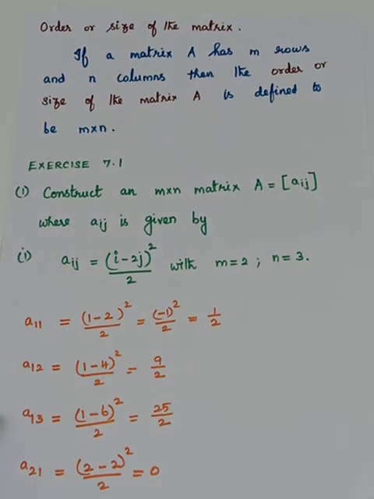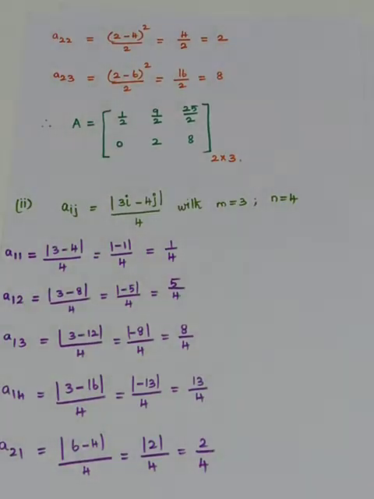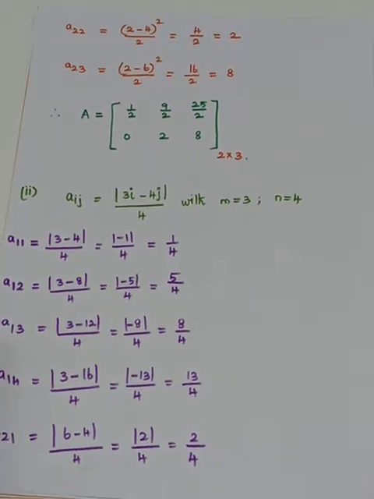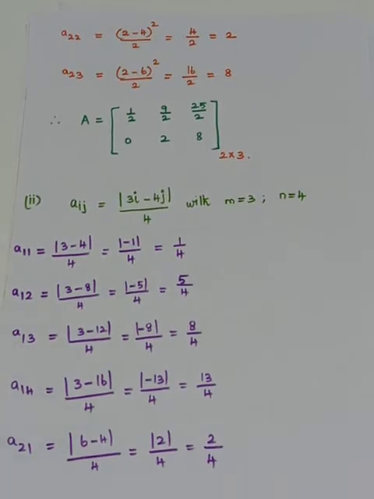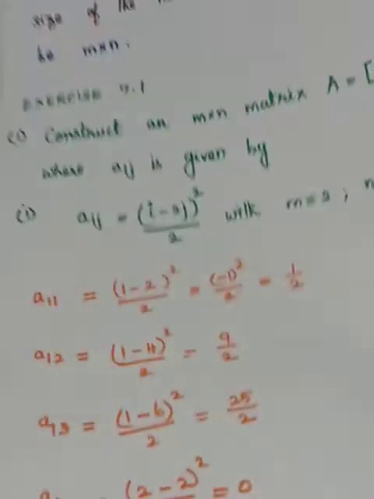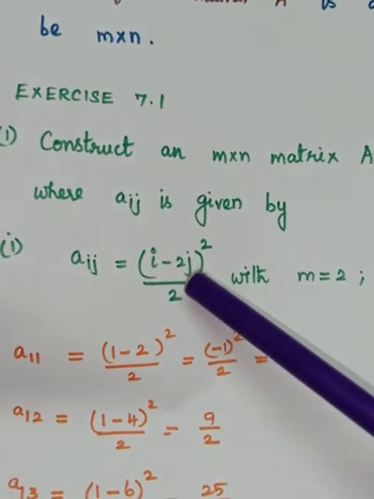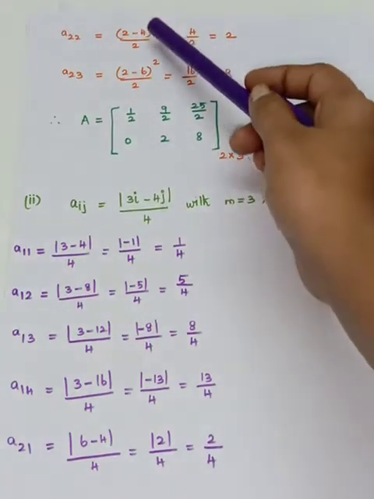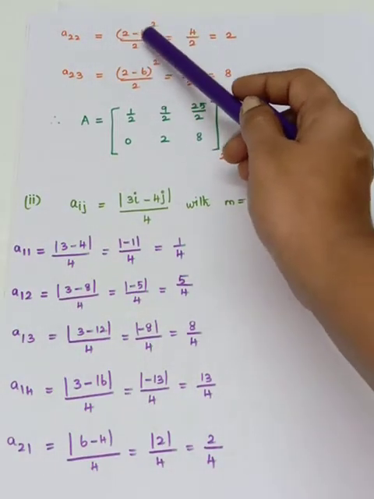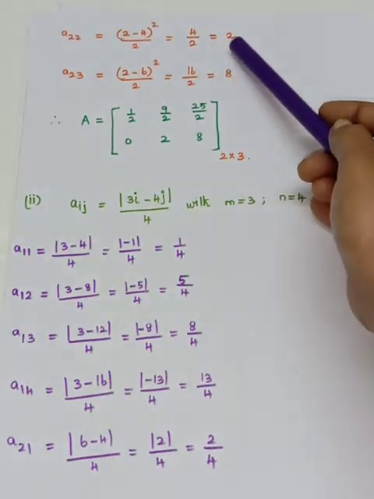Next, you have to take the element A22. What is A22? The element present in the second row and second column. You have to substitute in the general result a_ij. Here i is 2 and j is 2, so 2 minus 4 the whole square divided by 2. That is 2 minus 4 is minus 2. Minus 2 the whole square is 4. 4 by 2 is 2.